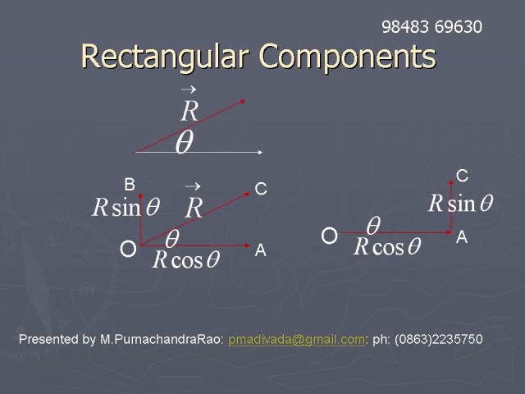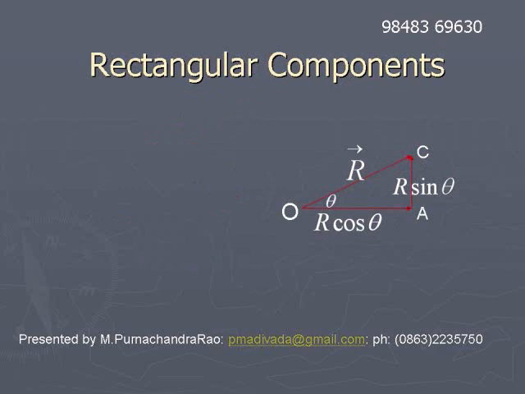If you add the vectors r cos theta and r sin theta, you will get the vector r bar. This is shown at the right. First I have constructed the vector OA, which is r cos theta. At A, I have constructed r sin theta. Then we will get OC, which is the vector r bar. So the sum of these two components, r cos theta and r sin theta, gives the vector r bar.